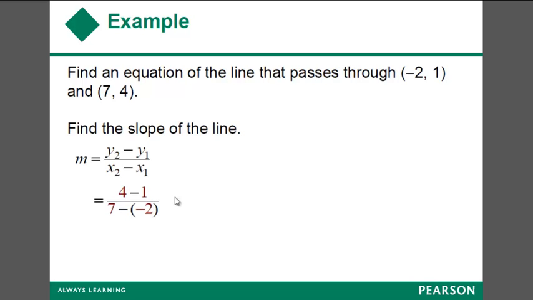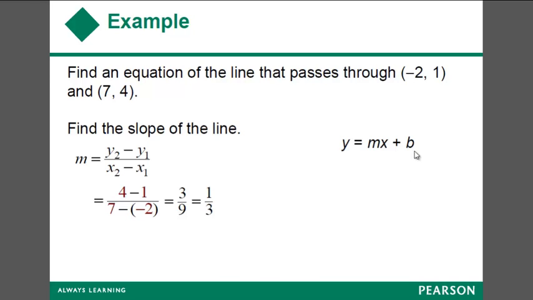4 minus 1 will give me 3. 7 minus a -2. Remember that this means the opposite of -2, which becomes positive 2. So 7 plus 2 will give me 9. I now have that the slope is 3/9, which I would like to simplify, dividing each of those by 3. So my slope is 1/3. And I'm going to use that in the equation y equals mx plus b.